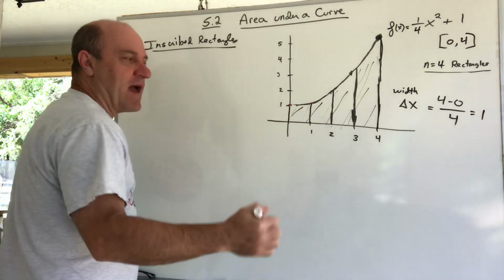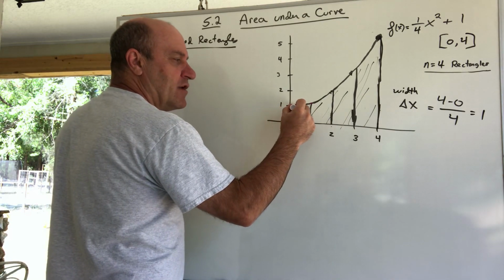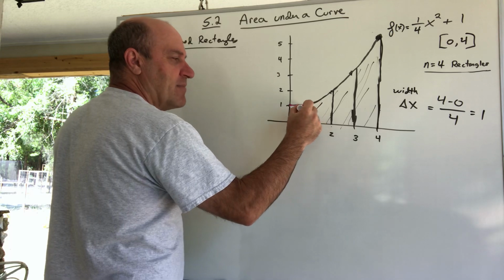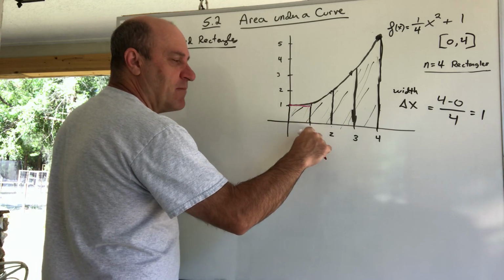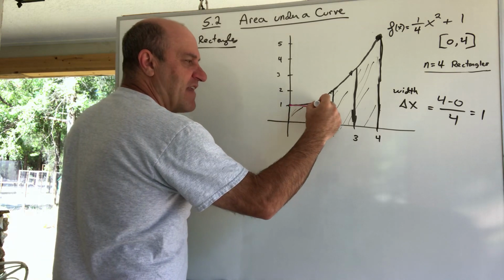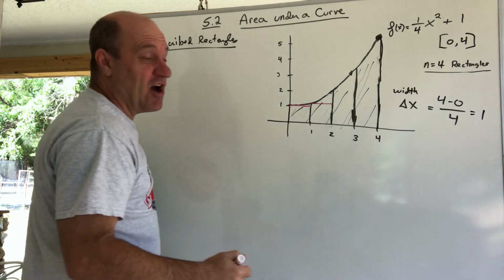To make it an inscribed rectangle, you'd pick the lower y value here and you cross across there and you make that height. For the next rectangle, I'm going to pick this left end point and I'm going to find that height. You can tell I'm missing a lot of area. This is going to be an underestimate.